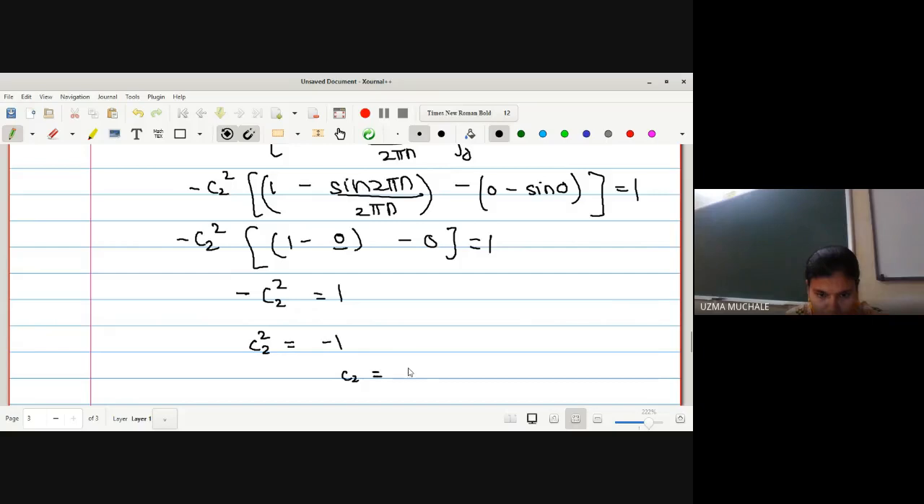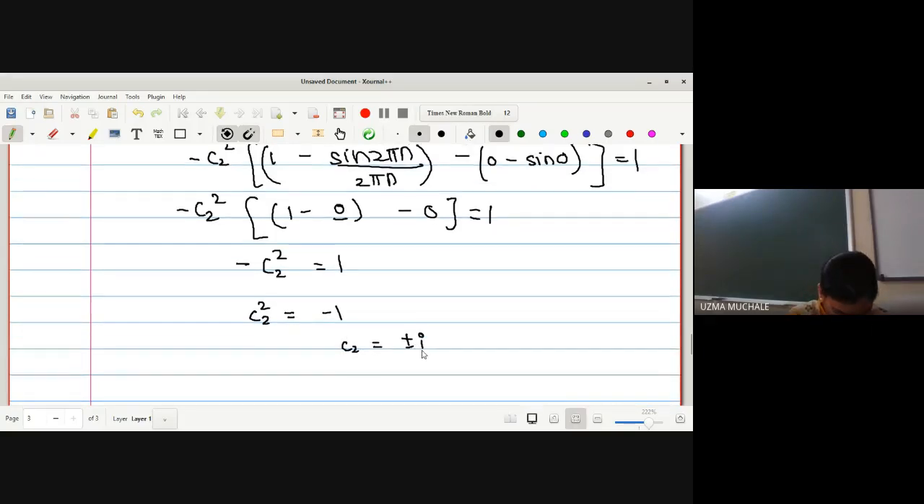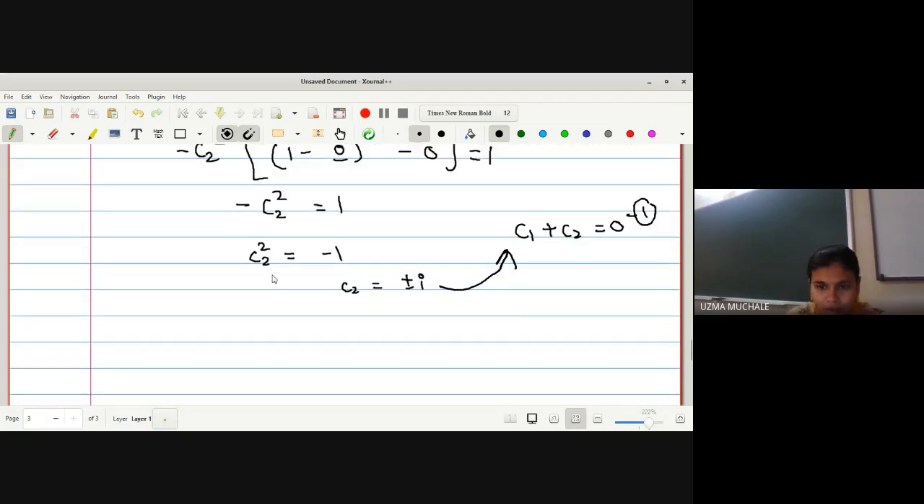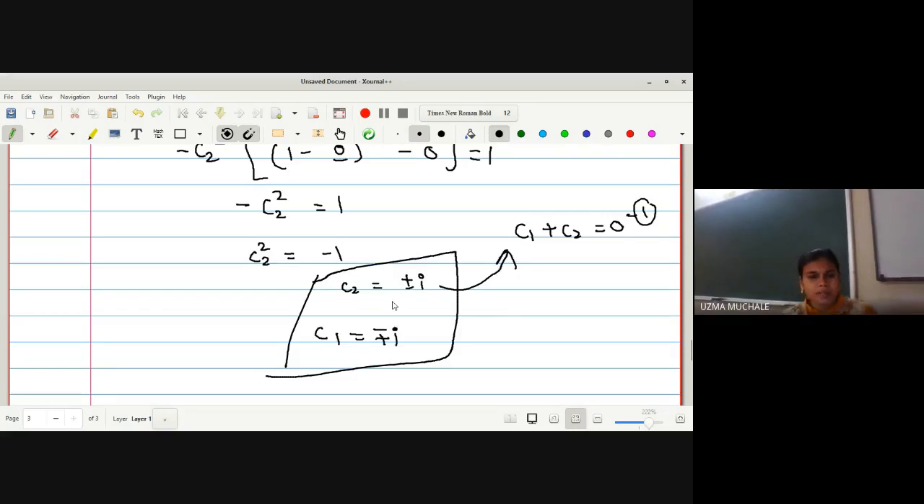So hence C2 is equal to plus or minus i. Yes, ma'am. So here we have to put the value C1 plus C2 equal to 0. This is our equation 1 we have obtained. So putting this value of C2 in equation 1, we get the value of C1 is minus or plus i. Both are exactly opposites of one another. If C2 is i, C1 will be minus i. If C1 is i, C2 will be minus i.